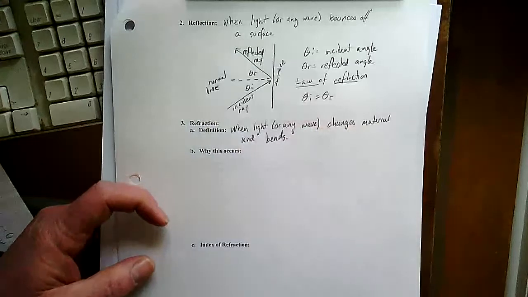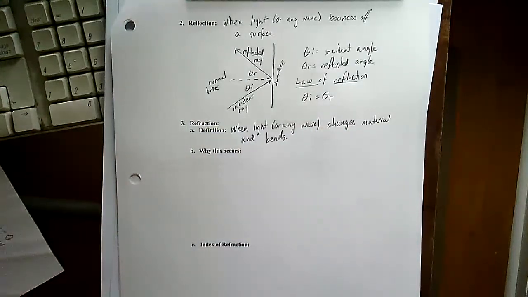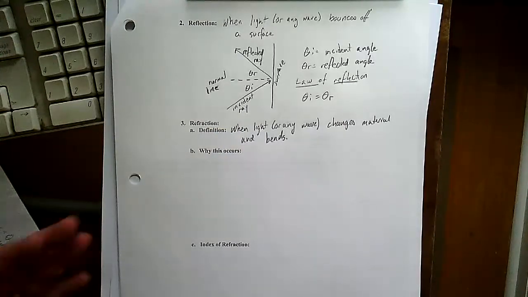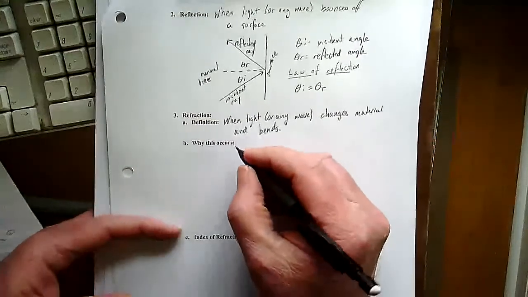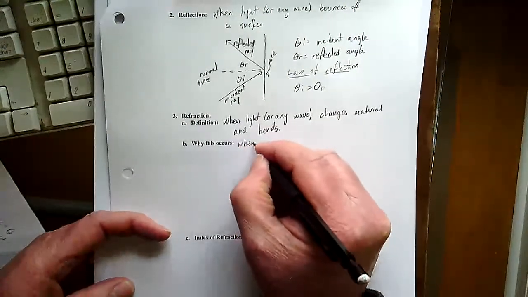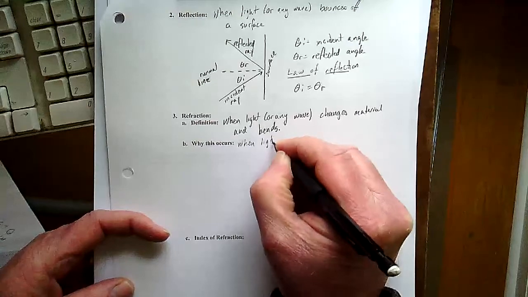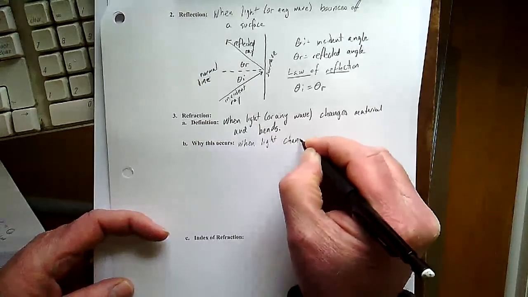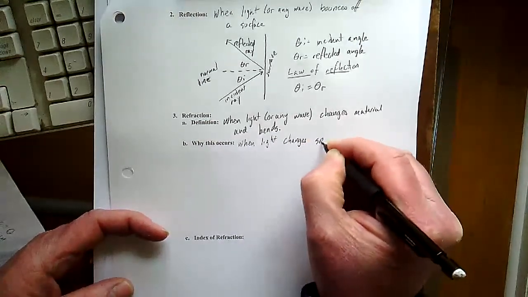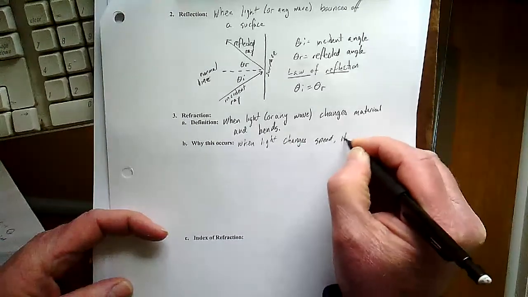Okay, and you've probably seen this if you have a glass of water and there's a straw in there, and you look at the surface of the water, the straw looks bent. It's not that the straw is bending, it's that the light coming from the straw, when it hits that surface of the water and goes into the air, it bends. Why does this occur? When light changes speed, it bends.